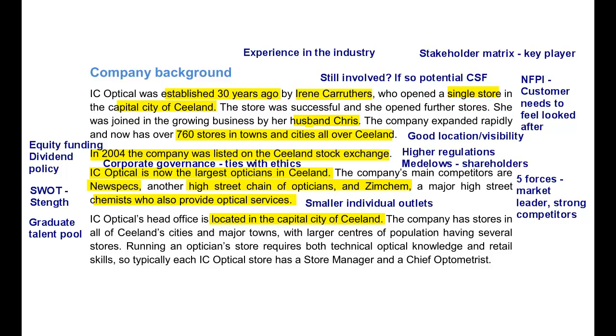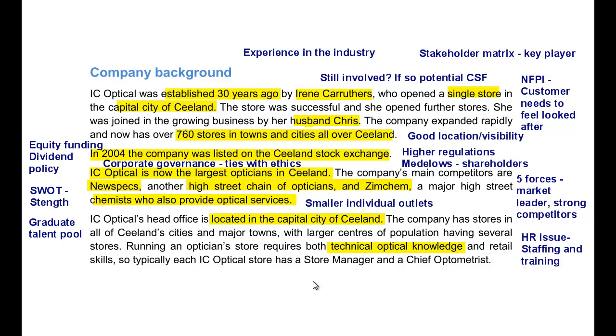Where this becomes a problem is with your smaller outlets in more rural areas, where people perhaps don't want to relocate to. This is particularly a problem for a company such as IC Optical and for an industry such as opticians, because you cannot just have anyone running a shop. As it goes on to say here, an optician requires technical optical knowledge. You will need qualified opticians within the shops, because by law, someone who has not had the training cannot practice, a bit like a doctor or a dentist.